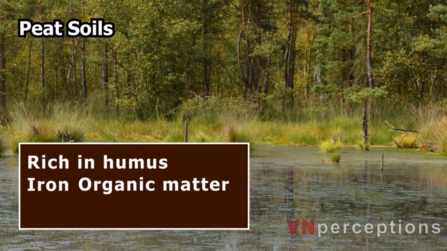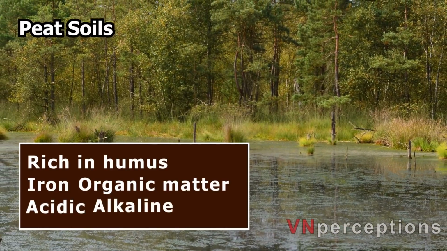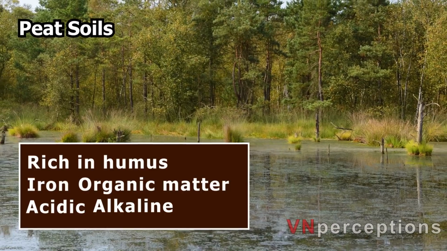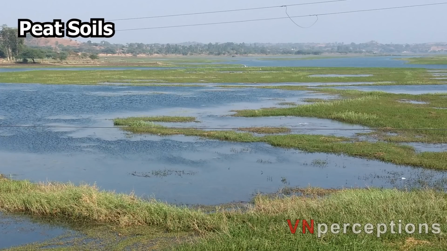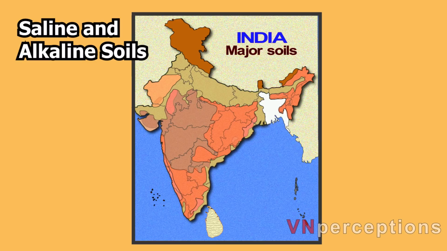These soils are generally acidic in nature, but at many places they are alkaline also. These soils are generally submerged during the rainy season and are utilized for the cultivation of rice. Because rice as a crop in the initial stage requires standing water. Finally, we come to saline and alkaline soils.